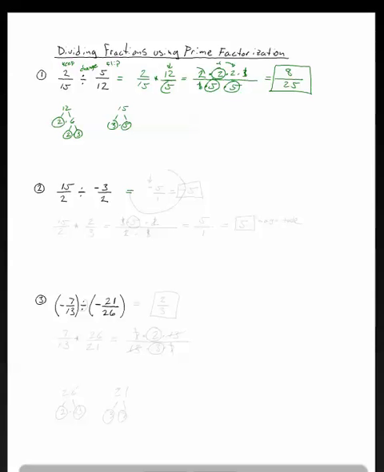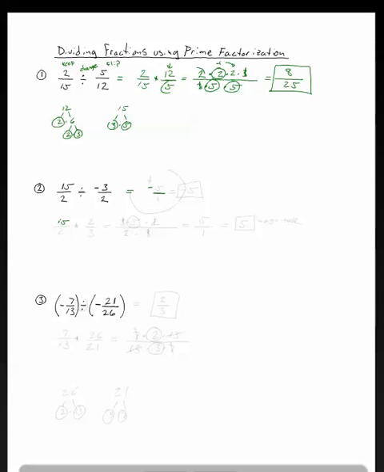In number 2, we want to be careful because we've got positive 15 over 2 divided by negative 3 over 2. So remember that we follow the same sign rules as we do for division of integers. So different signs, we get a negative answer. So I'm just going to give myself an answer over here already and make it negative. That way I can drop my signs.